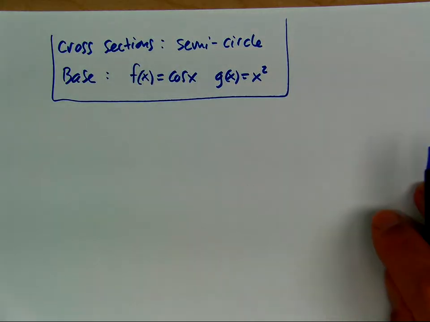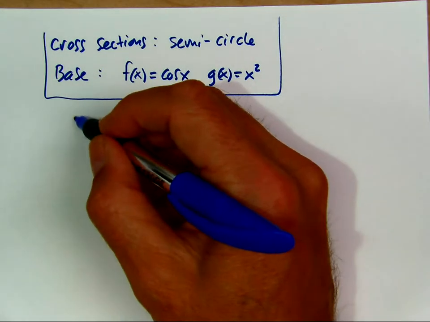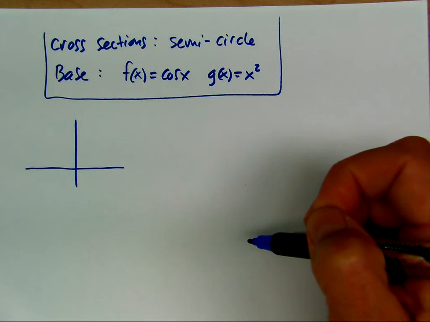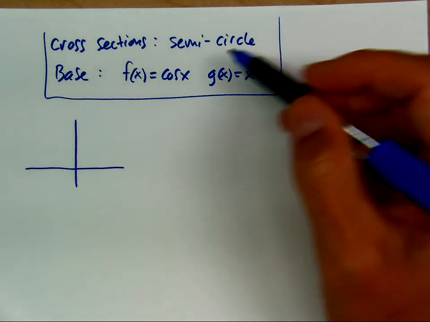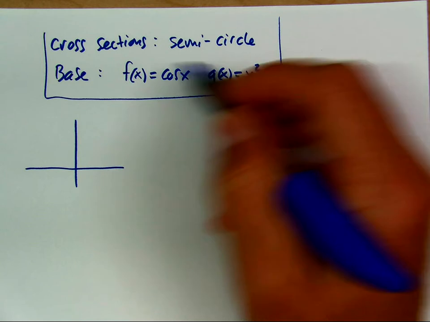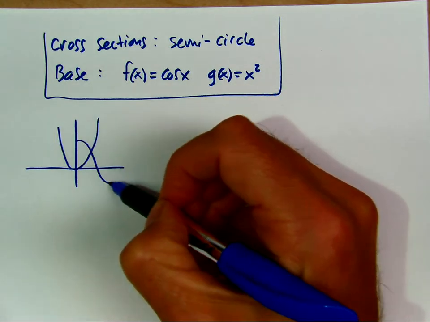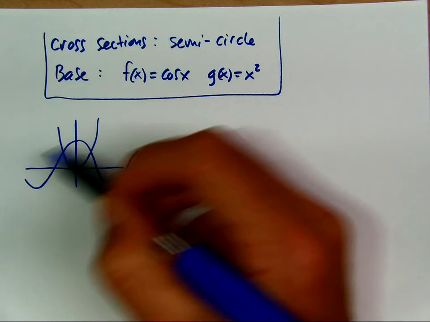Now we follow all the same steps, we just have a different area. When we calculate the area of a cross-section, it'll just have a different formula. Here we have the base is cosine, and then x squared. So if we see x squared going like this, cosine going like that, there's the region.